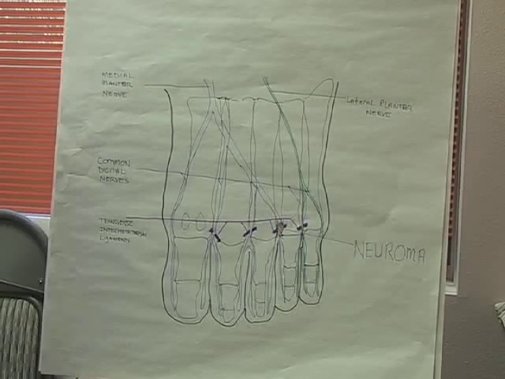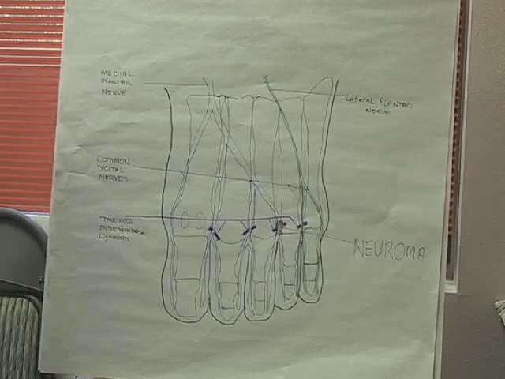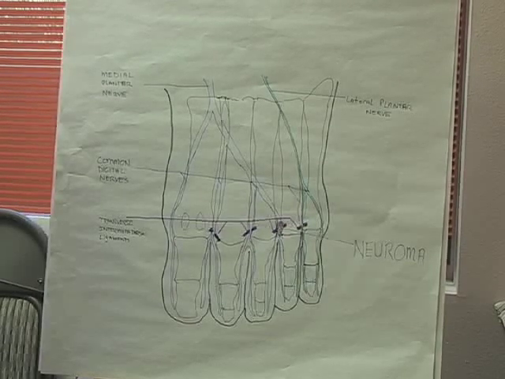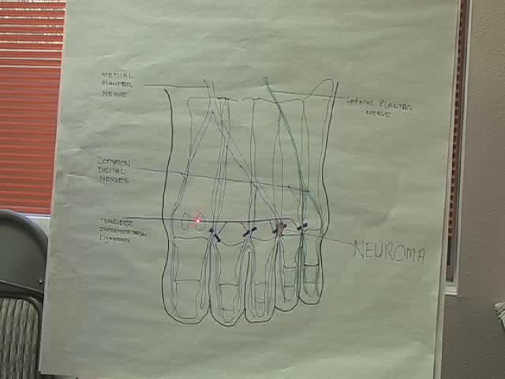Here's some of the anatomy of the forefoot that might be helpful for a painful foot of a neuroma style pain. We have the metatarsal number 1, metatarsal 2, 3, 4, and 5.